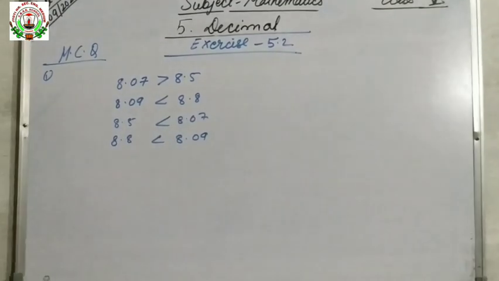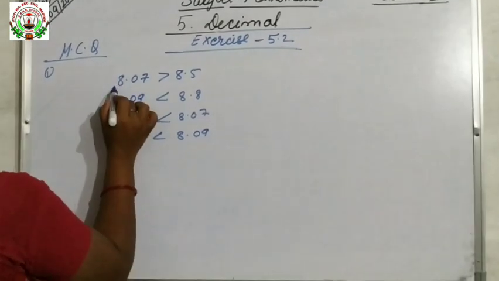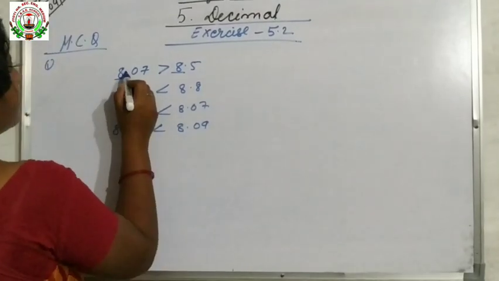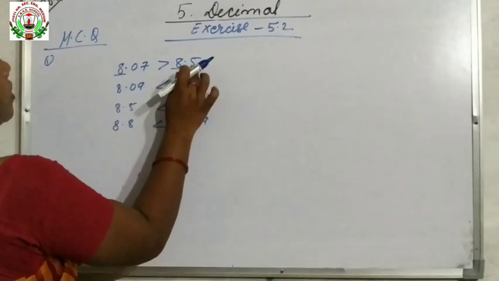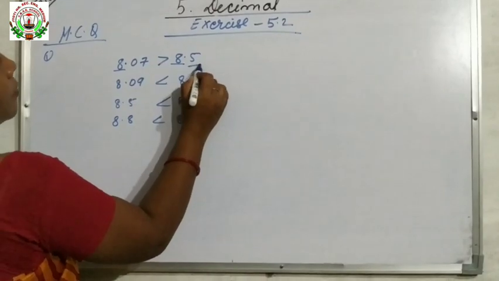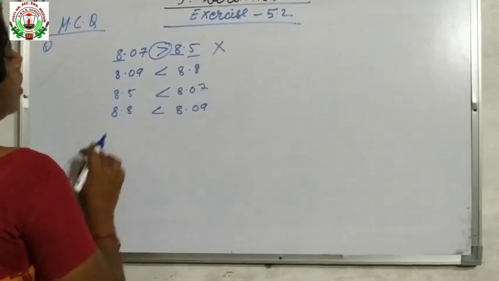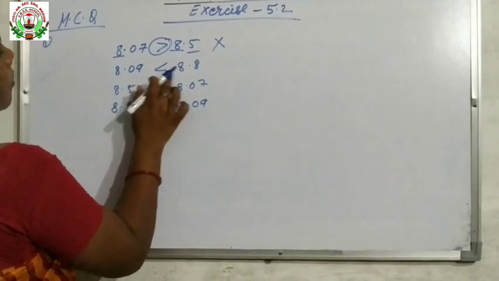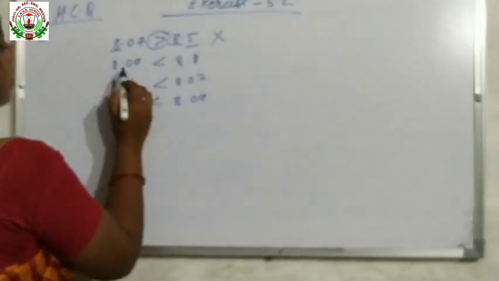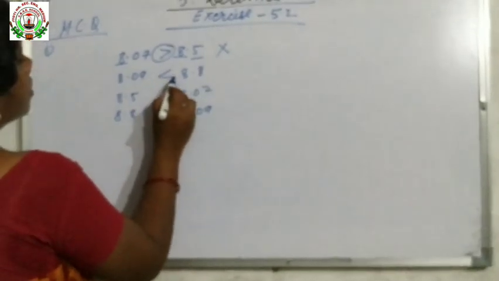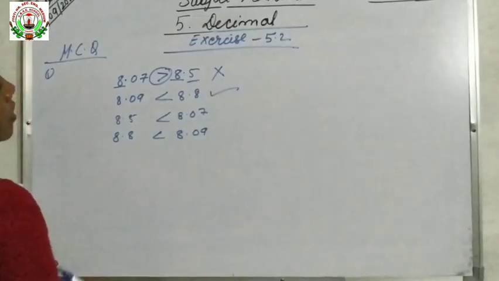Here first you will see the whole part, the whole number, both are 8. So next you will see after decimal, here 0 and it is 5. So it is the greater number but the sign is opposite, so it is wrong. Now next both the whole numbers are the same, 8, 8. Then after decimal 0 it is and it is 8. So it is greater, so it is correct.